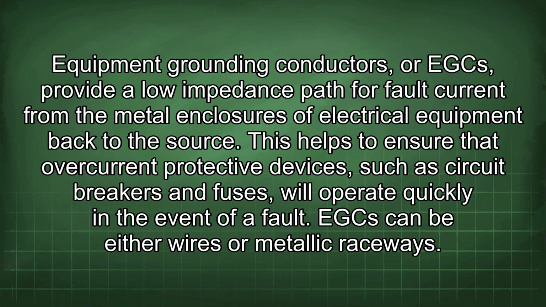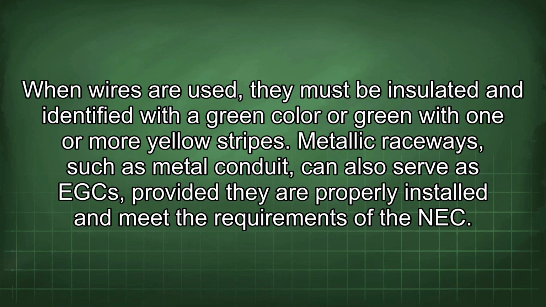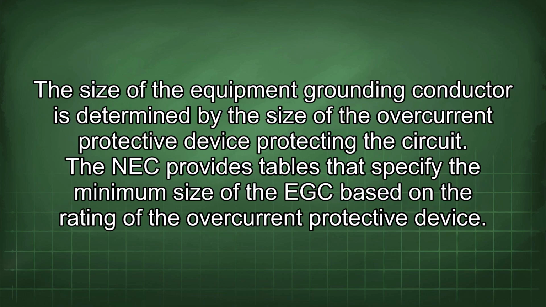EGCs can be either wires or metallic raceways. When wires are used, they must be insulated and identified with a green color or green with one or more yellow stripes. Metallic raceways, such as metal conduit, can also serve as EGCs, provided they are properly installed and meet the requirements of the NEC. The size of the equipment grounding conductor is determined by the size of the overcurrent protective device protecting the circuit.